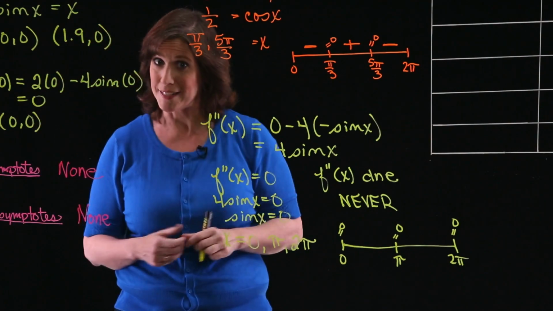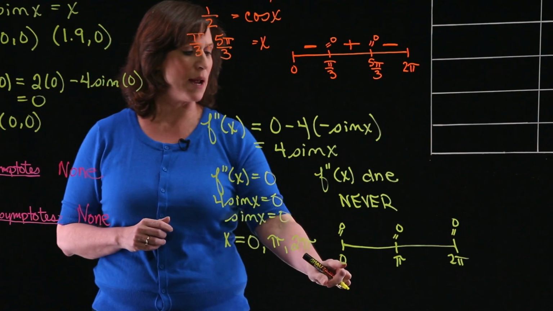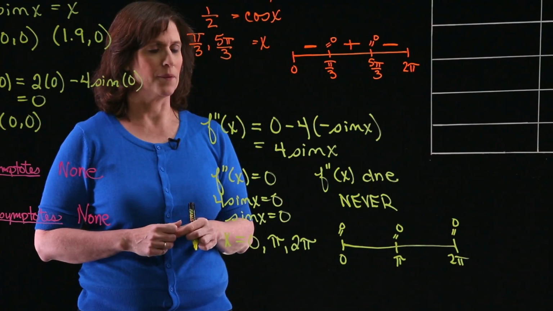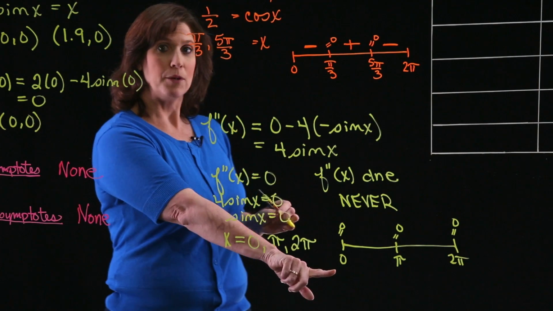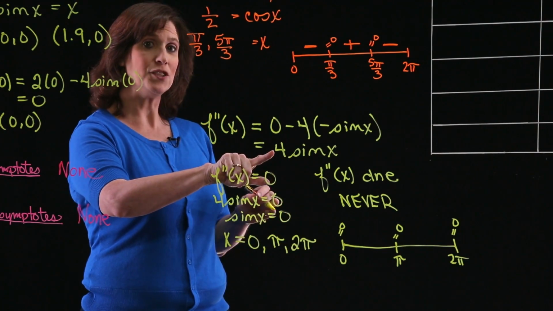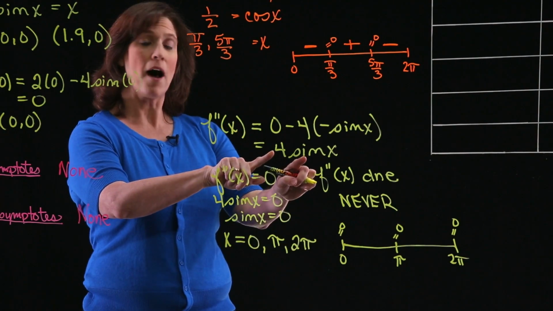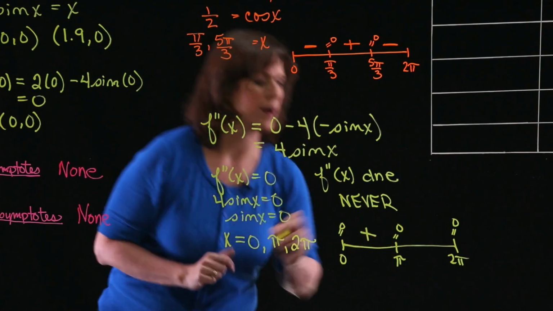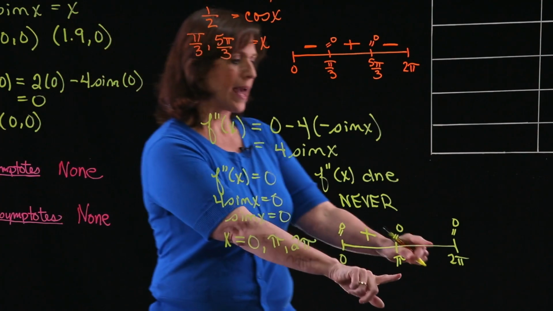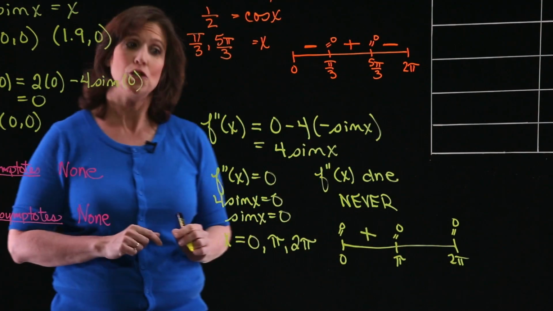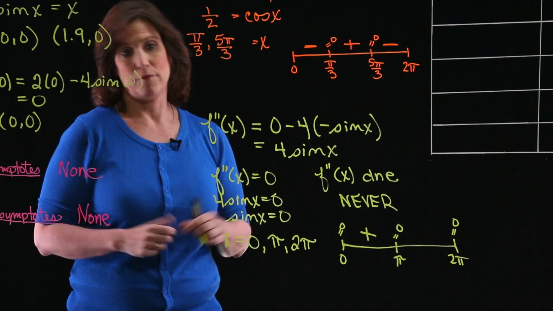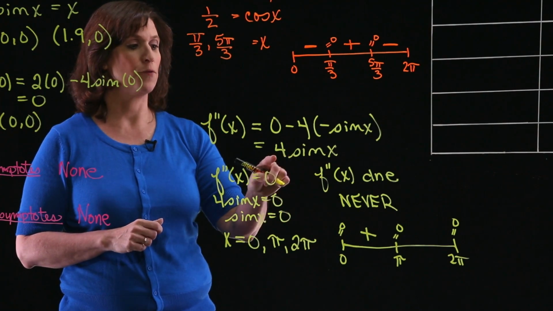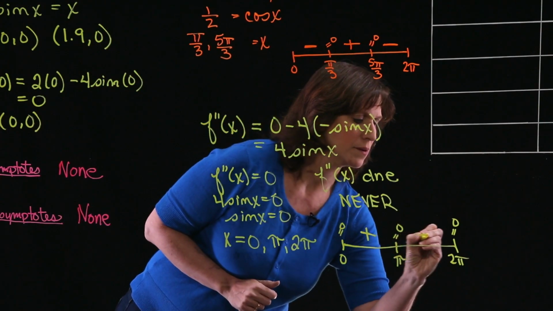All right, it's time for the test points. So pick any number that you like between 0 and pi. Pi over 2 works well. Now remember, this time I'm using my second derivative, so I need to plug it into the second derivative. The sine of pi over 2 is 1. 4 times 1 is a positive 4, so that's a positive value. Pick any number you like between pi and 2 pi. Okay? 3 pi over 2 works well. The sine of 3 pi over 2 is a negative 1. 4 times negative 1, that's a negative value.